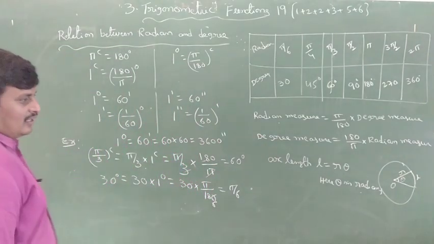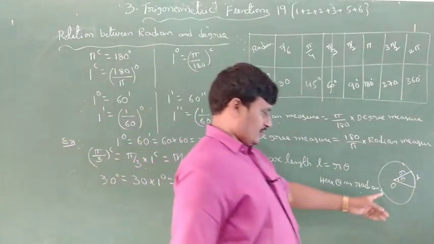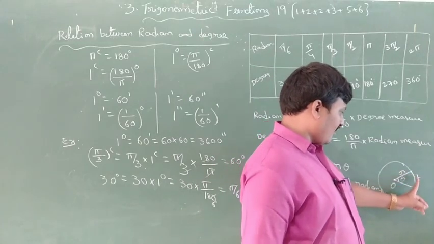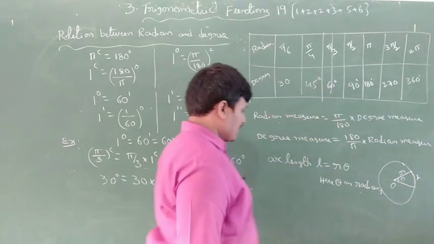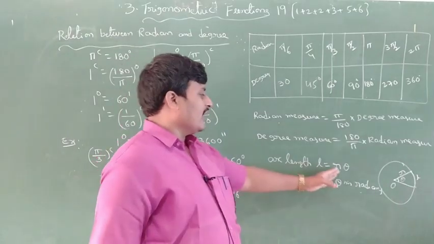In a circle, this is the center, this is radius, this is arc length L, angle theta. So arc length L is equal to R into theta.